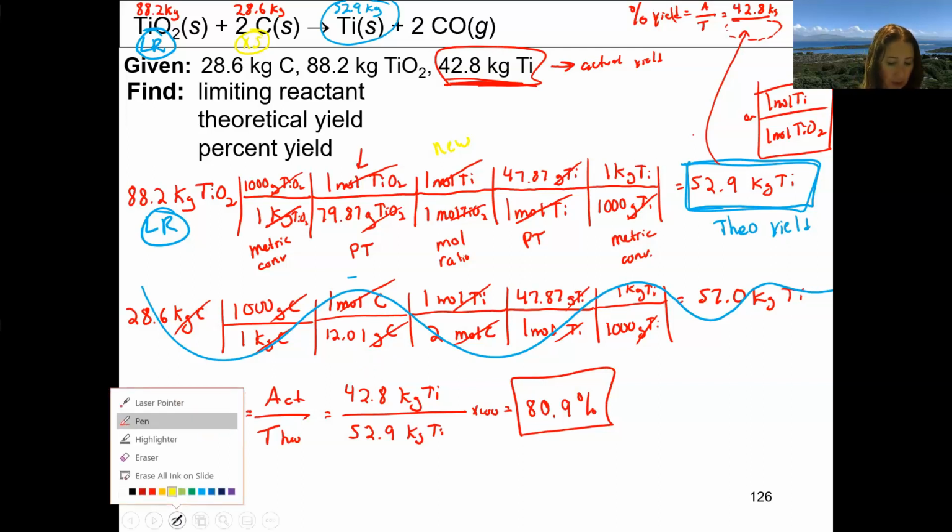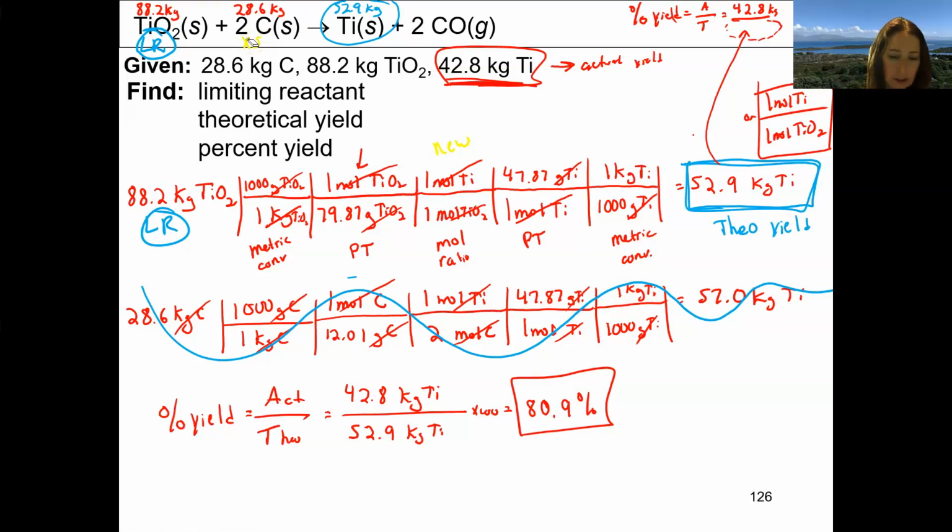If you want to know the excess reactant, there's really only one more step. I'm going to do this one in purple. How you figure out your excess reactant is you take your limiting reactant and ask, if I use all of my limiting reactant, how much of this is needed? So you just convert your limiting reactant to your excess reactant. For example, I use all 88.2 kilograms of TiO2. How much carbon is needed to do that?